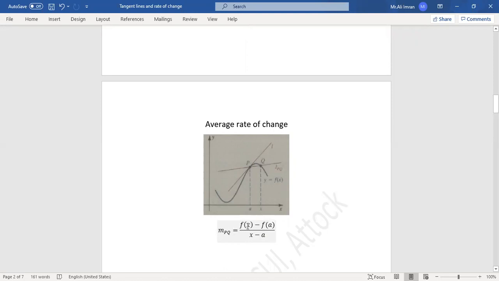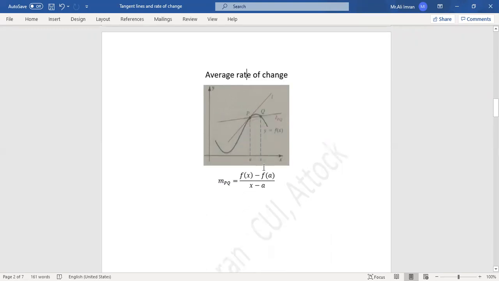We can define the rate of change, slope m, of the point moving from P to Q as f of x, this is the final value, minus f of a, this is the initial value of function f at point a, divided by x minus a. This is the slope as the point moves from point P to Q.